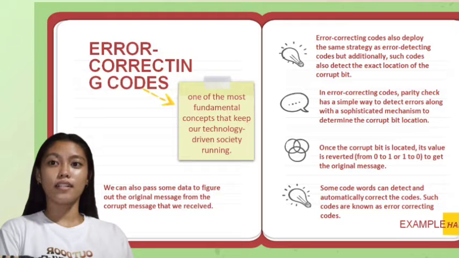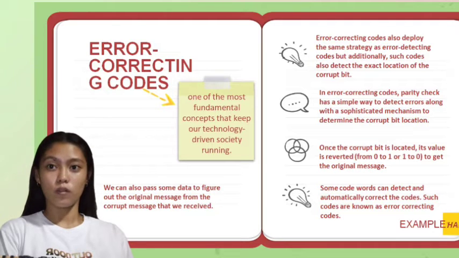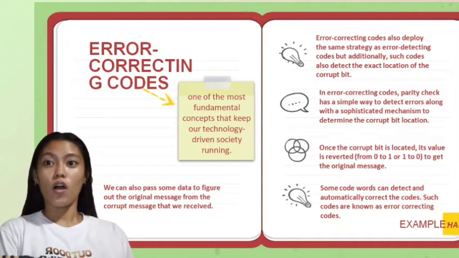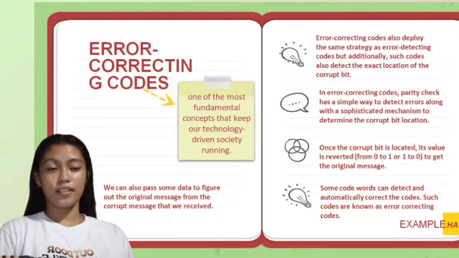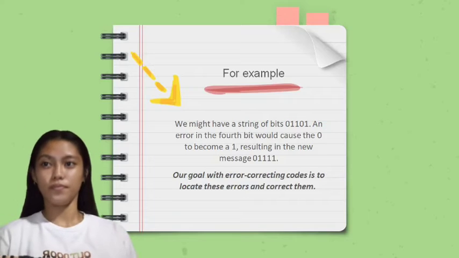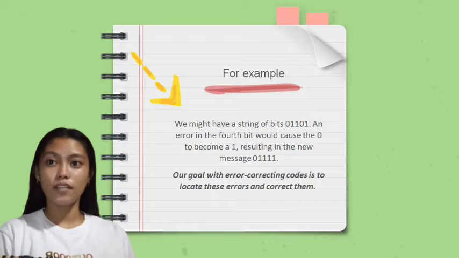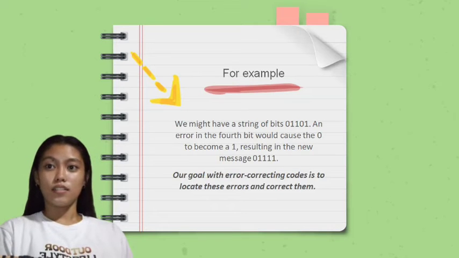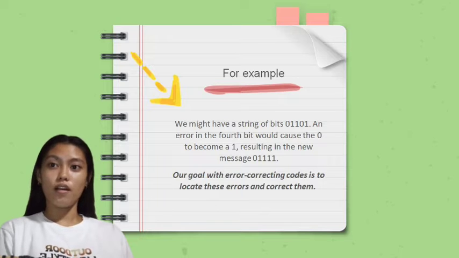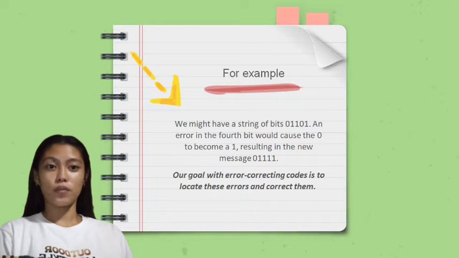Code words that detect and automatically correct errors are known as error correcting codes. For example, we might have a string of bits 0, 1, 1, 0, 1. An error in the fourth bit would cause 0 to become a 1, resulting in the new message 0111. Our goal with error correcting code is to locate these errors and correct them.